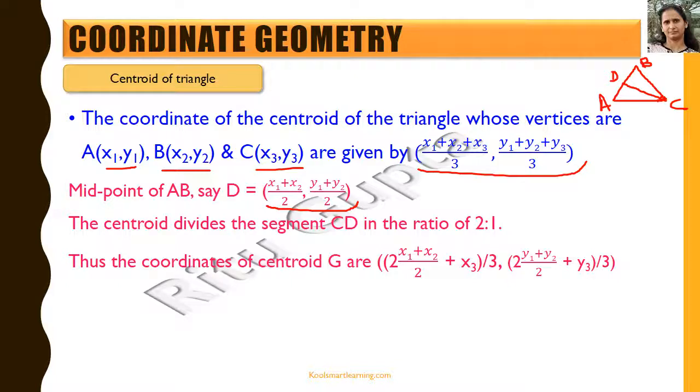2 into x1 plus x2 by 2 plus x3 whole divided by 3, and the y coordinate would be 2 into y1 plus y2 by 2 plus y3 whole divided by 3, which comes out to be x1 plus x2 plus x3 by 3, that being the abscissa of the centroid, and y1 plus y2 plus y3 by 3 being the ordinate of the centroid. So this is where we use the section formula to find out the centroid, and this centroid formula would be used in the triangles.